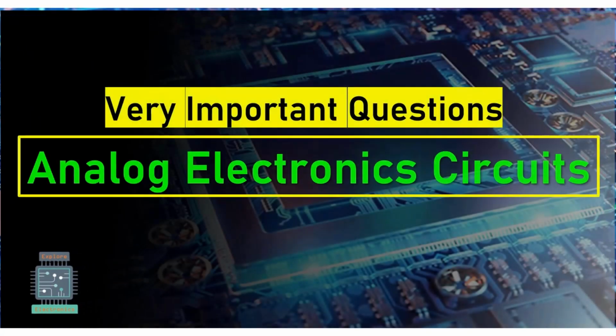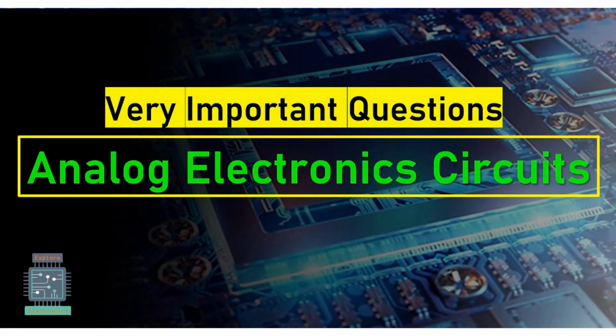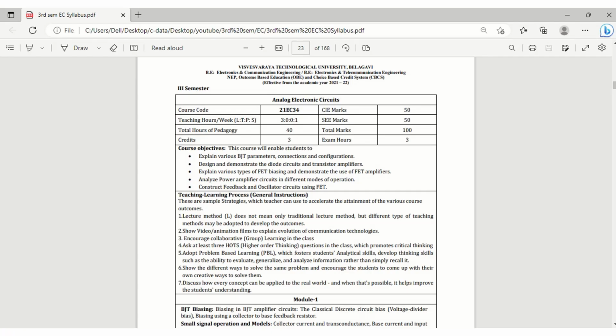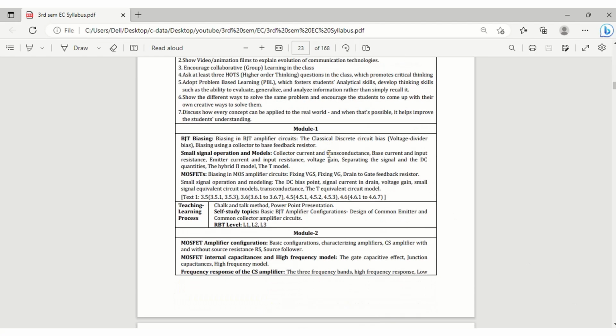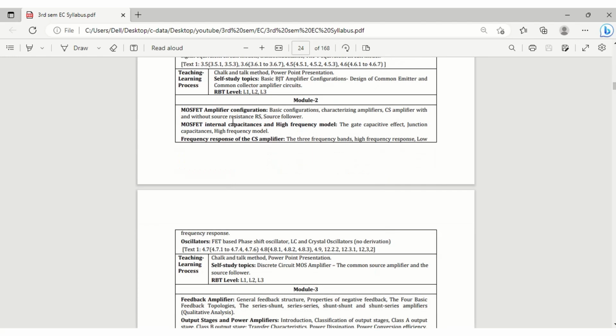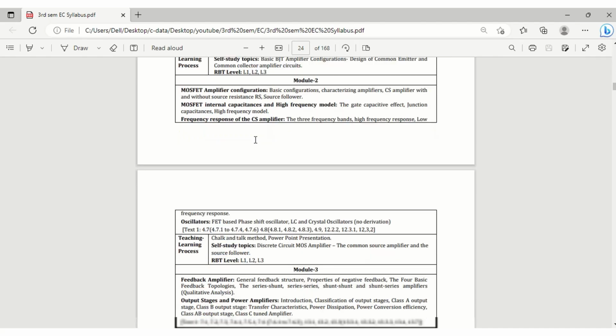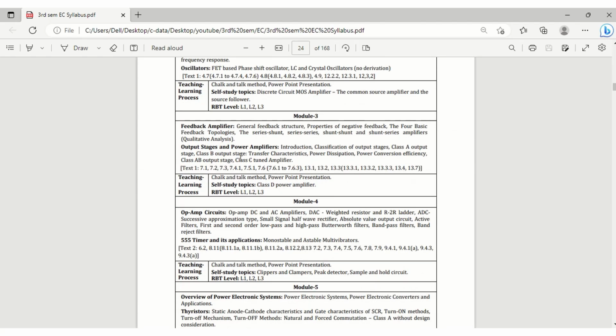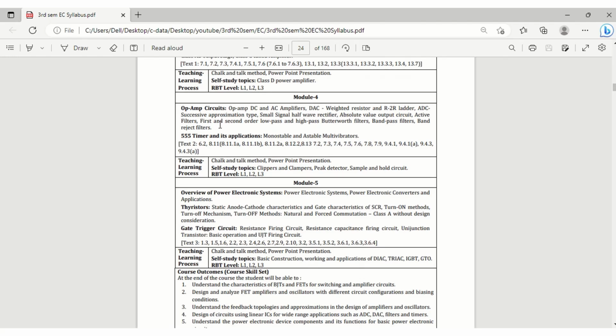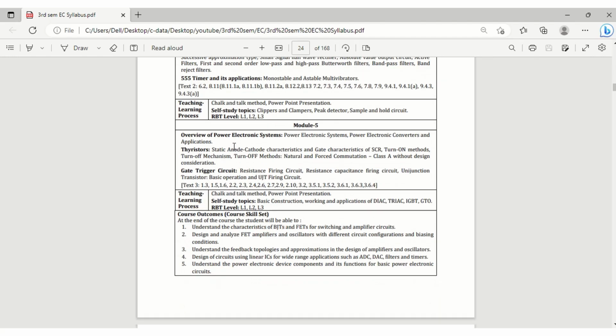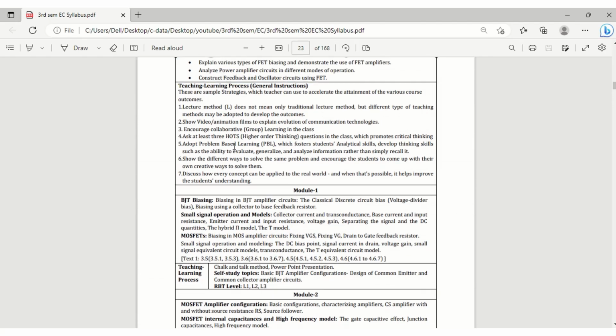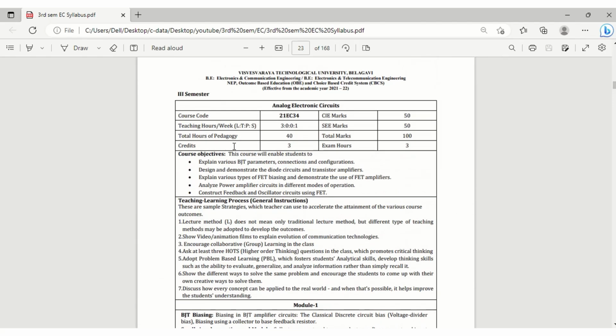In this video, let's see very important questions in the analog electronic circuits subject. If you look at the syllabus of analog electronic circuits, module 1 is on biasing of MOSFETs as well as BJT. Module 2 is amplifier circuits in MOSFET, and module 3 is feedback and power amplifier circuits, and module 4 is op-amp based applications like amplifiers and some oscillators, and module 5 is an overview of power electronic circuits, thyristors, gate trigger circuits like that. So let us get into the important questions from each module for the exam.